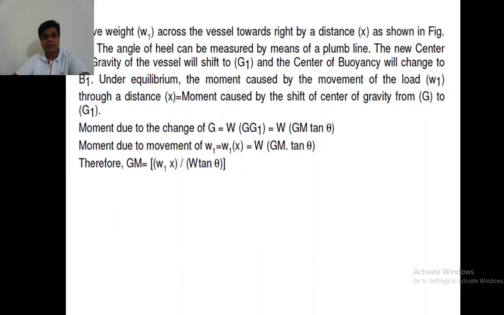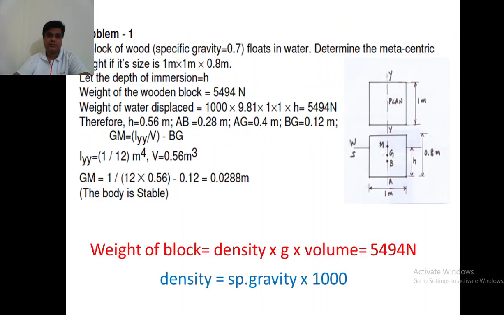So this is the experimental method, and in the last session we saw the analytical method. Using these two equations we can find the metacenter or metacentric height. So we have some problems here. Using the analytical method we will find the metacentric height, GM.